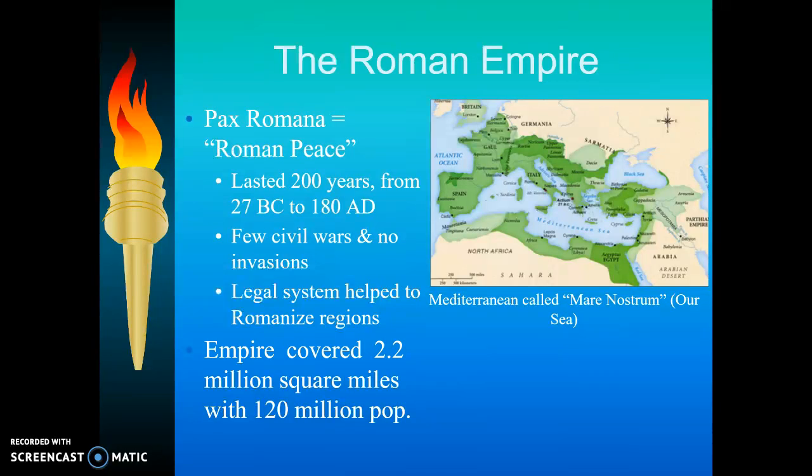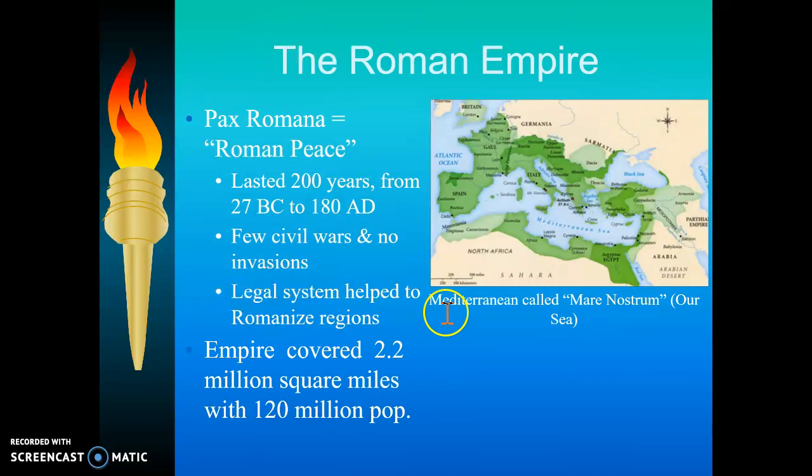The legal system helped to Romanize many of these regions as well, as it helped people over generation to generation become Romanized, become acculturated into their society.